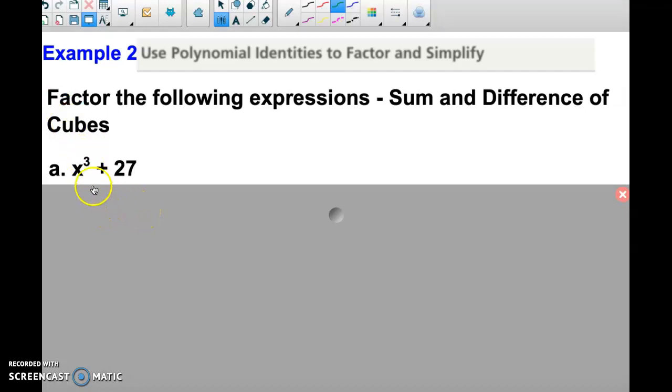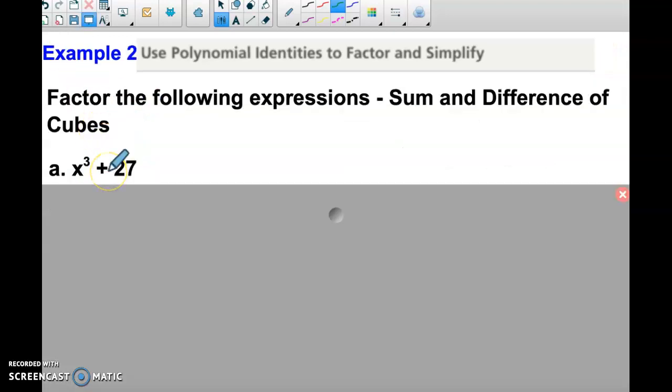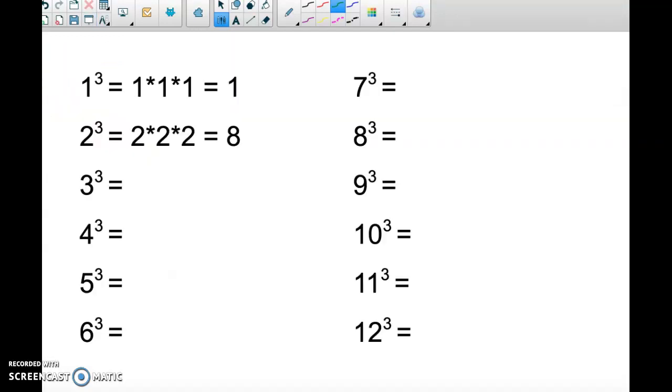A big difference is this cubed, right? Now I'm working with cubes. So before we were looking for perfect squares, right? 16, the square root of 16 is 4, okay? I need to now do like the square root of 27. Now that's not a thing, right? The square root of 27 doesn't exist, but what does exist is the cube root of 27. So we need to go through and make sure that we know our cube roots.